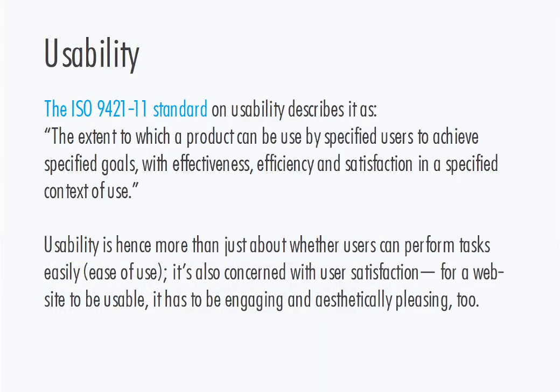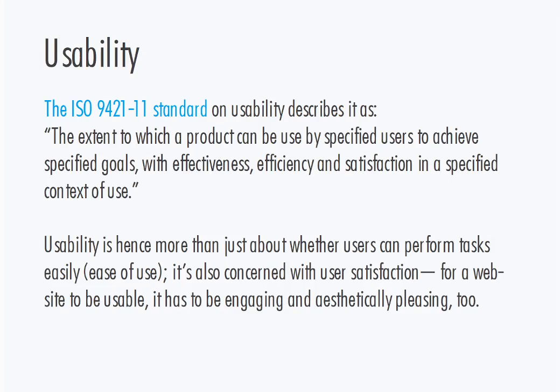Okay. Of all those factors, you can say usability is the most important criterion when it comes to designing and using a product. So let's see how people describe it. This ISO standard on usability describes it as the extent to which a product can be used by specified users to achieve specified goals with effectiveness, efficiency, and satisfaction in a specified context of use.